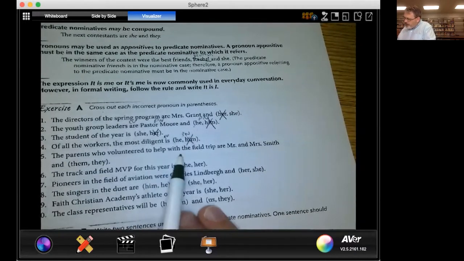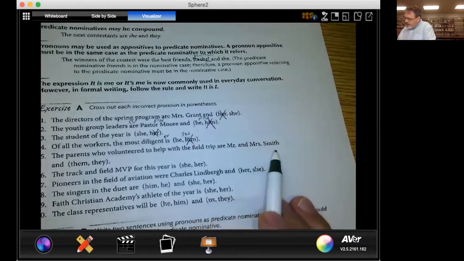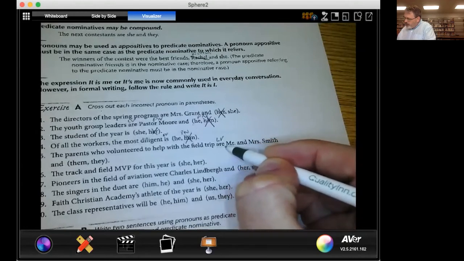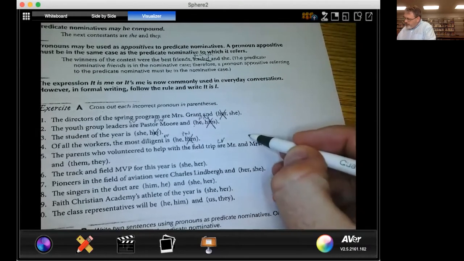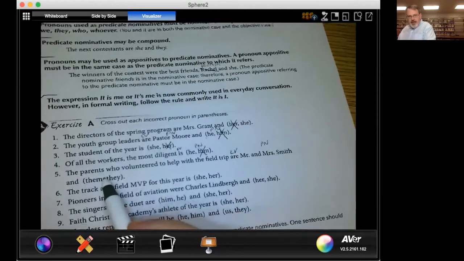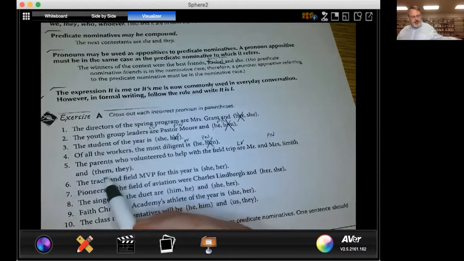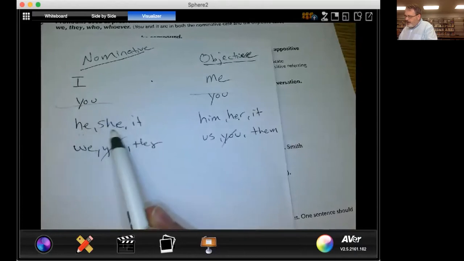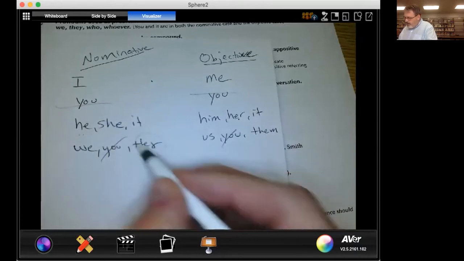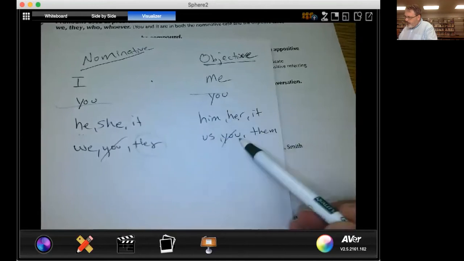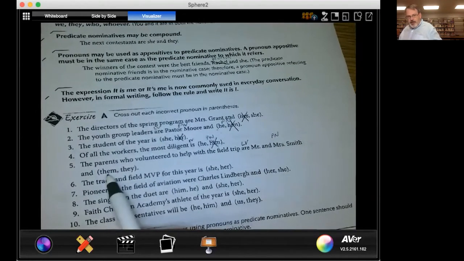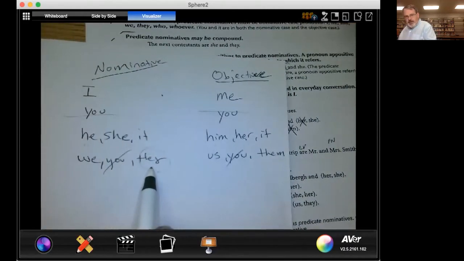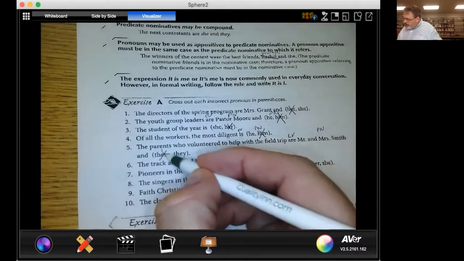The parents who volunteered to help with the field trip are Mr. and Mrs. Smith and them or they. Here's the linking verb, the word are. So Mr. and Mrs. Smith is a predicate nominative, and then either them or they. If we go back to our list, the nominative case is I, you, he, she, it, we, you, they. The objective case is me, you, him, her, it, us, you, them. We're choosing between them and they. They is the nominative case, so the predicate nominative would be they. We cross out them.